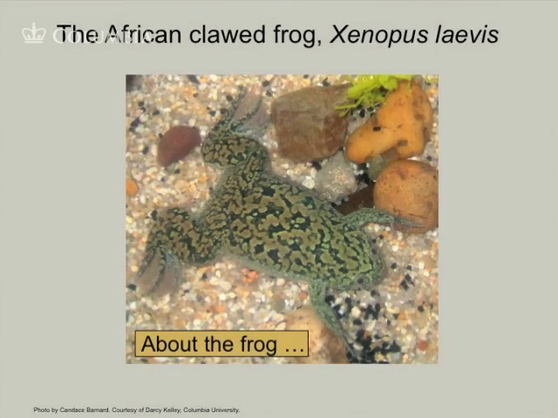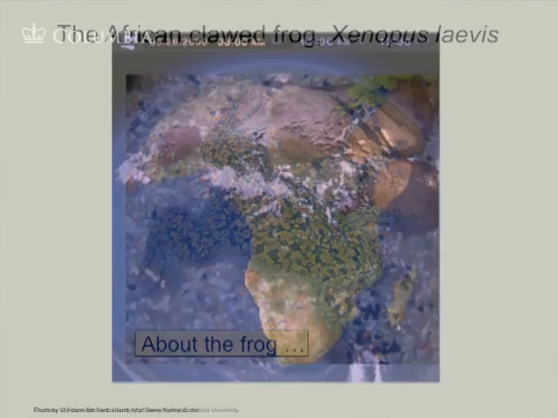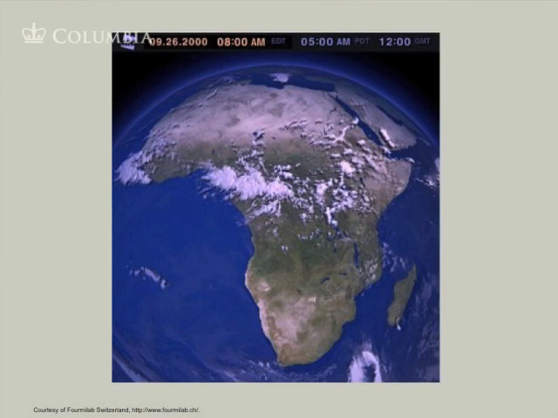Now let's talk for a moment about the frog, because all model organisms are also organisms with their own evolutionary history, their own trajectory, and their own intrinsic interest. So these guys live in sub-Saharan Africa, right below this cloud bank here. And they occupy this entire region. There are lots of different species of them.